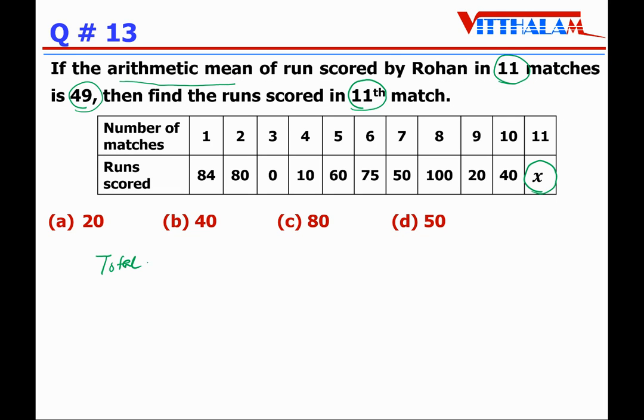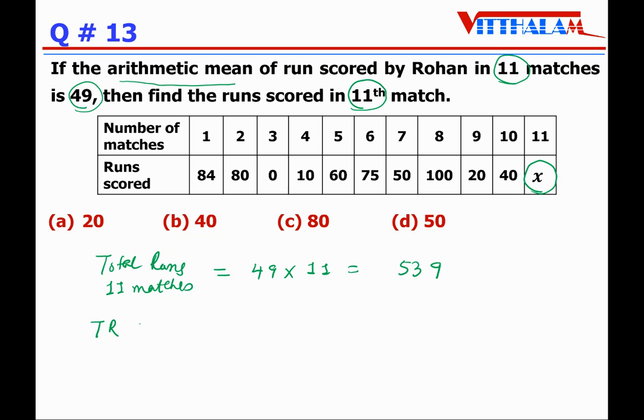Now the total run scored by Rohan in 11 matches equals arithmetic mean into 11. So that is 49 into 11. 11 nines are 99, 9 carry over, 11 fours are 44 plus 9, so it is 53. So 539 is the total run scored by Rohan in 11 matches.